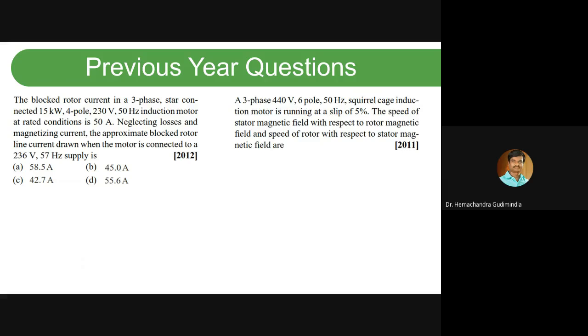Now we have to see the speed of the rotor with respect to the stator magnetic field. This we have to calculate. In this question, the slip given is 5%. So what is the synchronous speed? Ns is equal to 120 F by P. So 120 into 50 by 6, for a 6 pole machine. So we will get 1000 RPM.